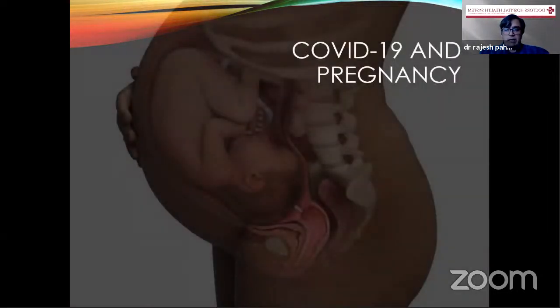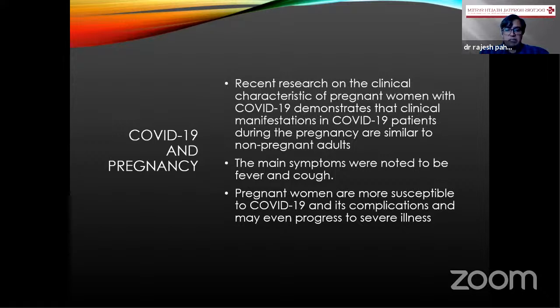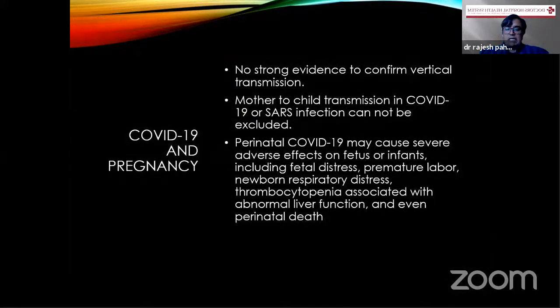Now, COVID-19 and pregnancy. Recent research on the clinical characteristics of pregnant women with COVID-19 demonstrates that the clinical manifestations are similar to non-pregnant adults, consisting of fever and cough. However, pregnant women are more susceptible to COVID-19 and its complications, and may even progress to severe illness. There is no strong evidence of confirmed vertical transmission. However, mother-to-child transmission in COVID-19 or SARS infection cannot be excluded.